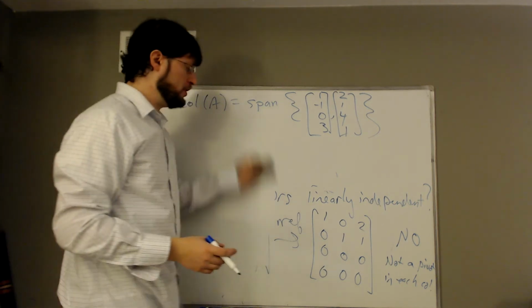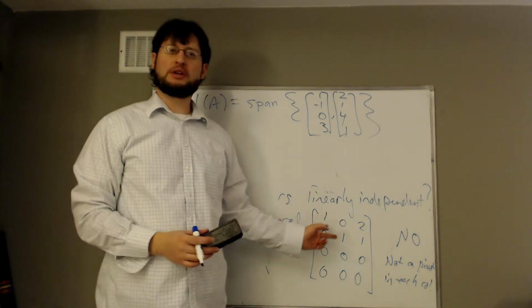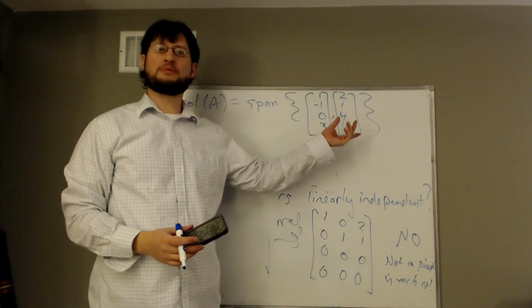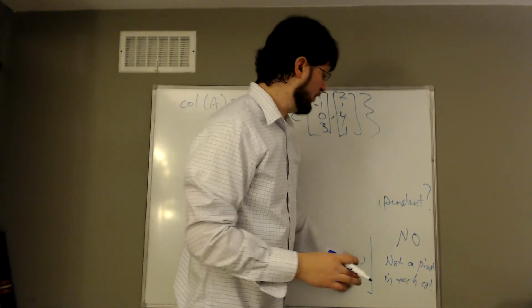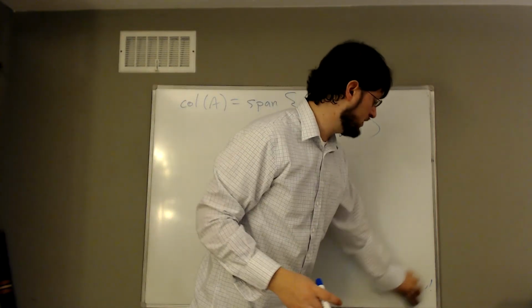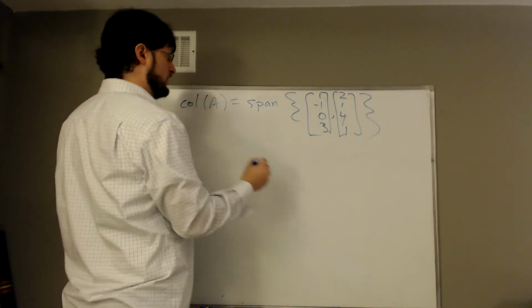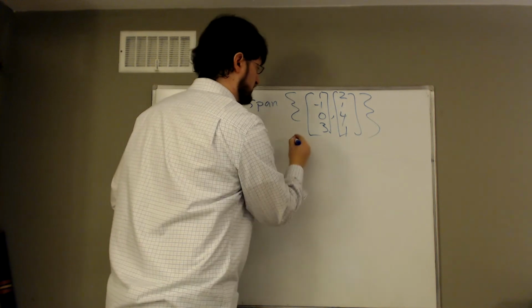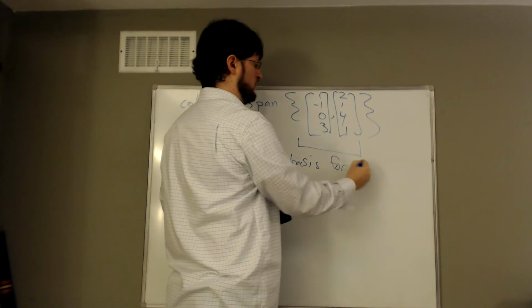So notice what we do. We take the matrix A, we row reduce it, we find out where the pivots are, we take the columns off the original matrix A which corresponded to the pivot columns. And those form a basis for the column space of A. Right, so these two things here are a basis for Col A.